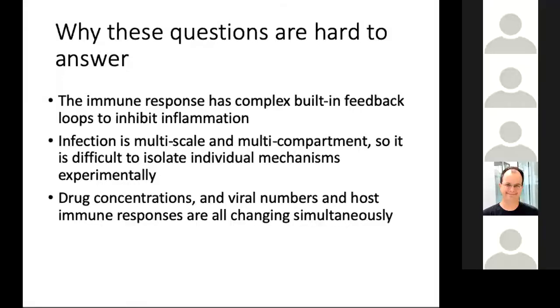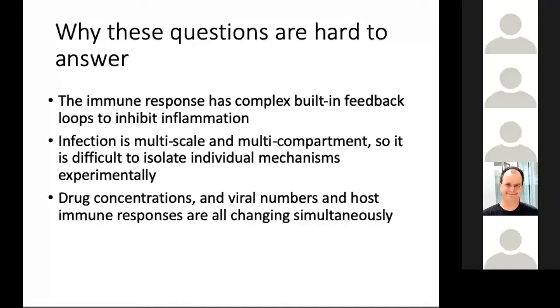it makes it difficult to give these immune stimulatory treatments, because every time you stimulate the immune system, all of these feedback loops are going to kick in to suppress the response that we're trying to induce. And then the second problem is that these dynamics are quite complex and they're multi-scale. You have things going on from the molecular scale all the way up to the host scale that are interacting with each other. And those things are often very difficult to analyze experimentally.